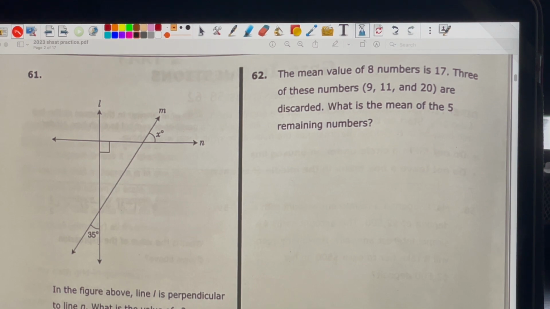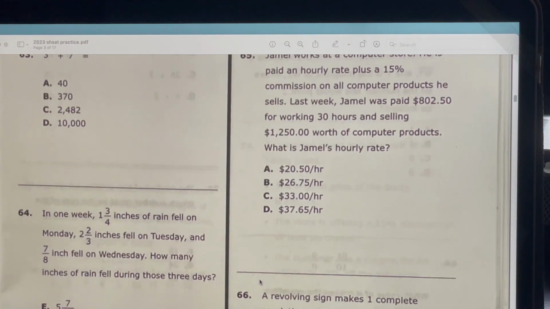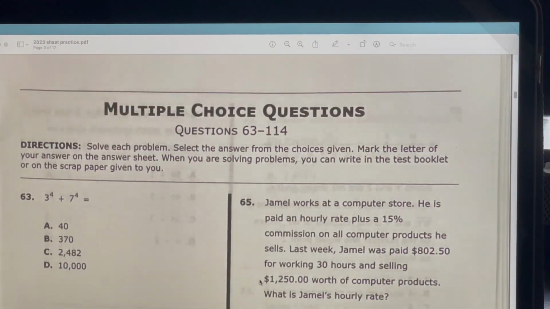I don't know what that was. 65 is next. Here's 65.